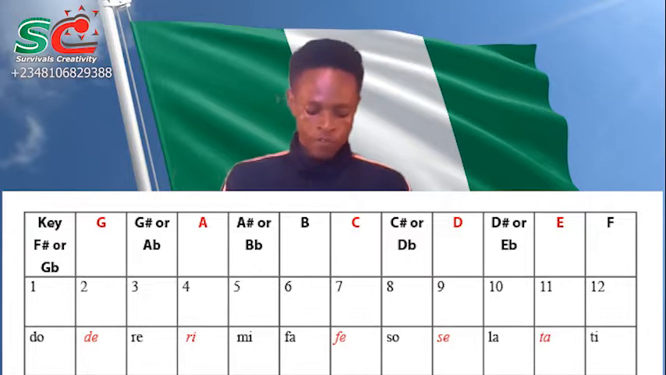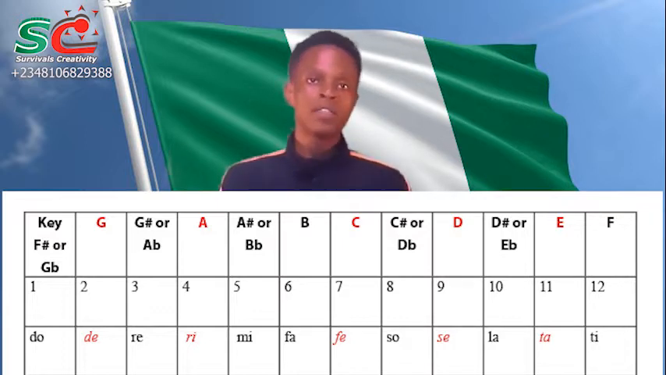So with that now, F sharp automatically becomes our Do. G sharp or A flat becomes our Re. A sharp or B flat becomes our Mi. B becomes our Fa. C sharp or D flat becomes our So. D sharp or E flat becomes our La. And then F becomes our Ti.